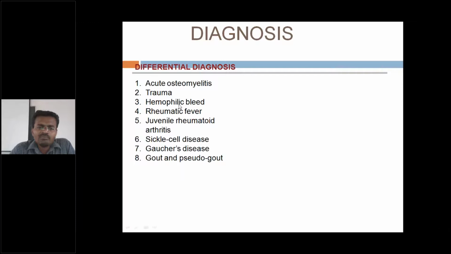But most of the time, septic arthritis can be diagnosed clinically. The patient will have fever, localized rise of temperature, swelling, redness, everything, so we can immediately diagnose it as septic arthritis. But we have to keep every differential diagnosis in mind. How to differentiate, we can see later with investigations.